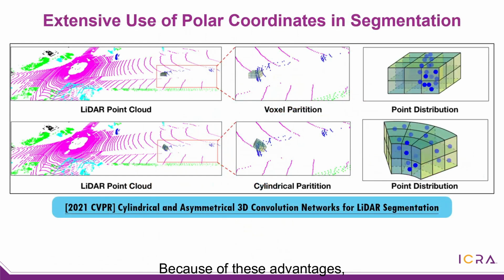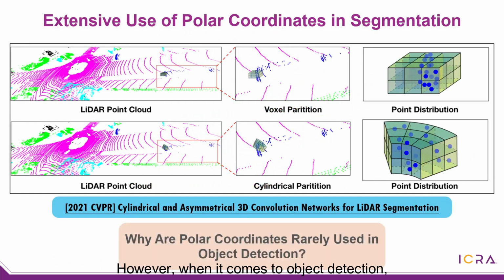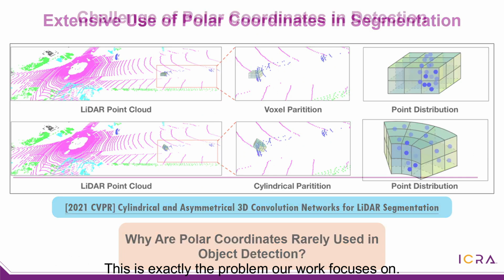Because of these advantages, polar coordinates have been widely adopted for segmentation tasks in recent years, and studies have shown clear advantages over Cartesian-based approaches. However, when it comes to object detection, another key perception task, polar coordinates are still rarely used. This is exactly the problem our work focuses on.